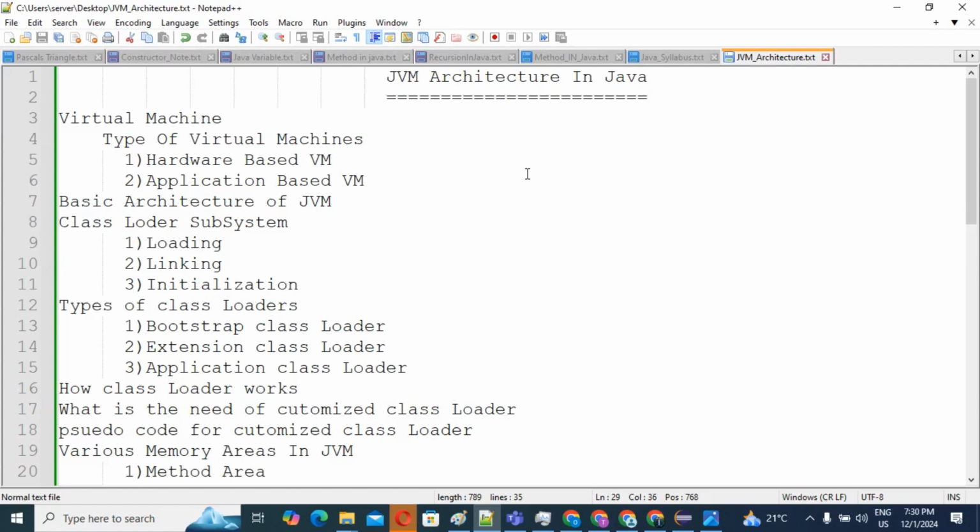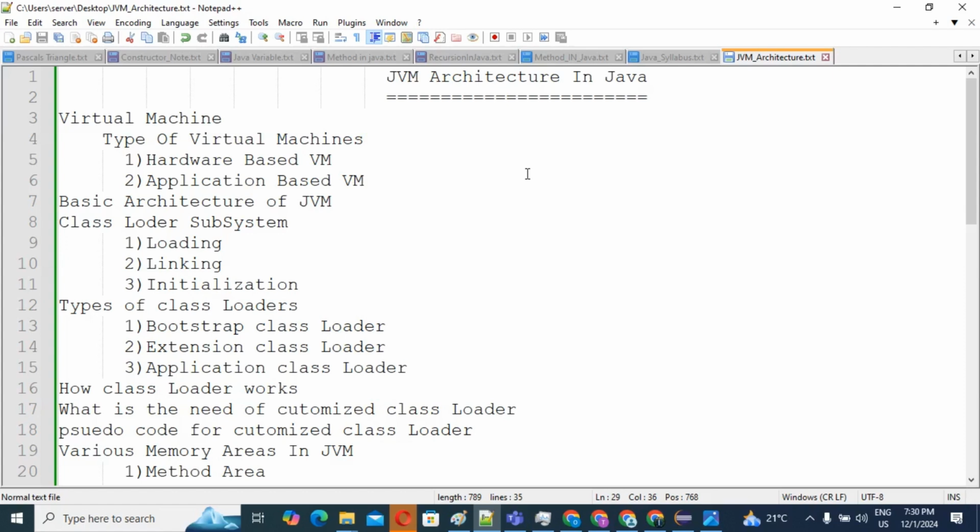Then, guys, you can create your own JVM as well. I am giving assurance, I am giving confidence to all of you: if you concentrate on the entire playlist, then you will come to know that JVM architecture becomes very easy, guys. The only thing is that you need to concentrate.